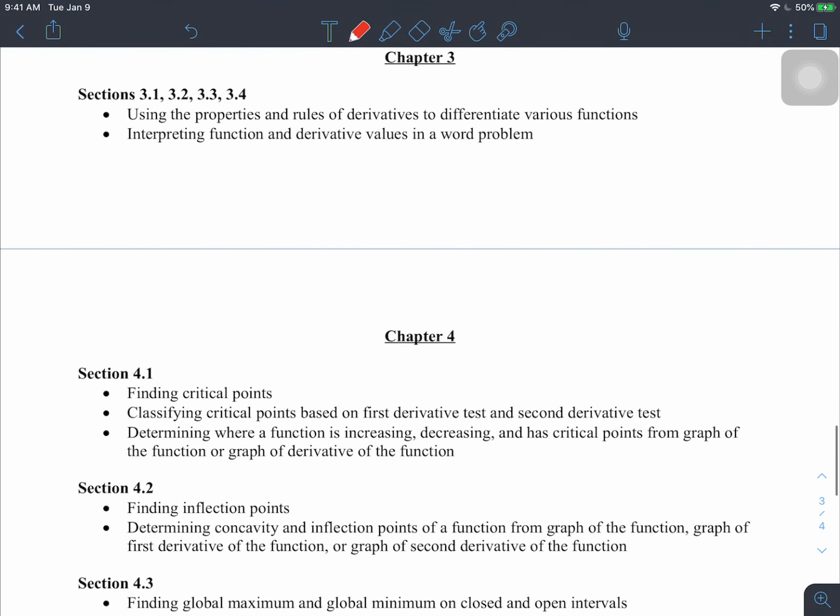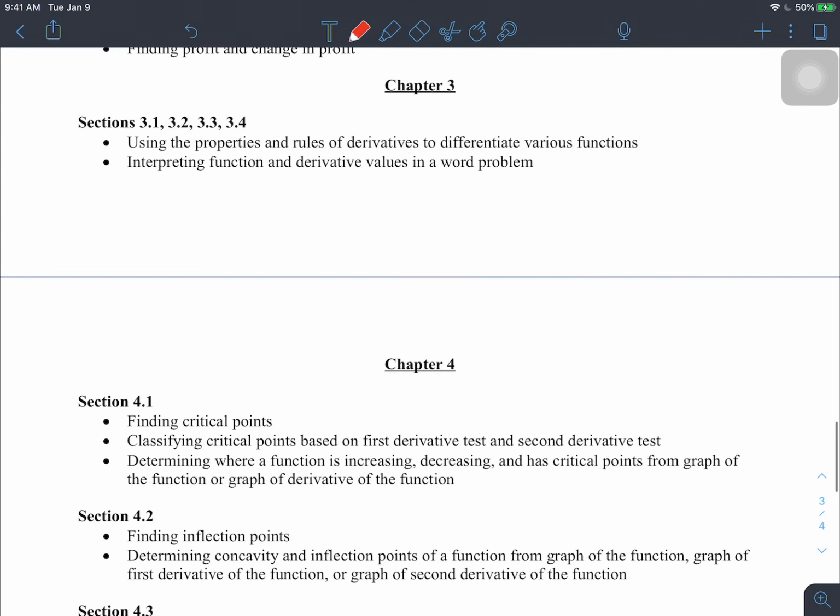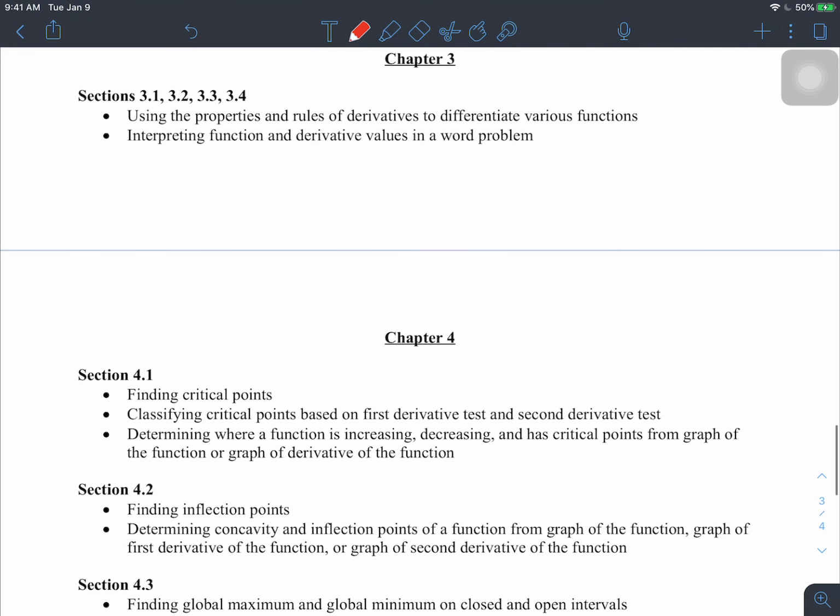Chapter 3, let's see, 3.1, 2, 3, and 4, I believe, were just derivative rules, basically. So sum rule, multiplication by constant, product rule, quotient rule, chain rule, all of these different rules. You definitely need to know all of those and how to compute derivatives using those rules.